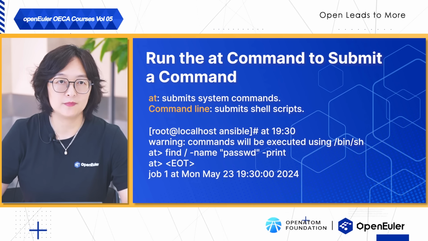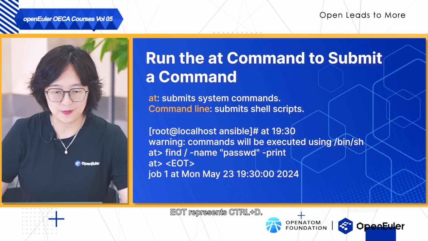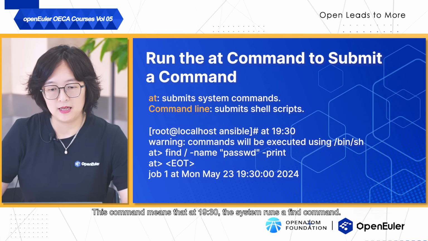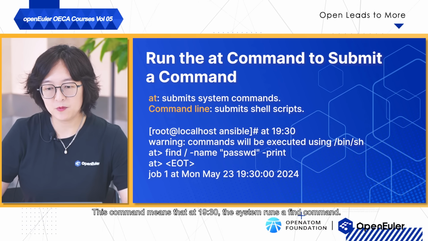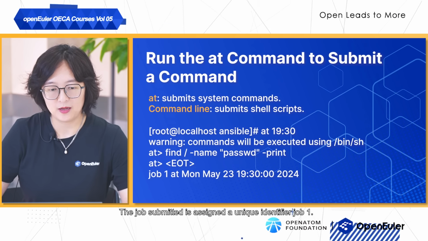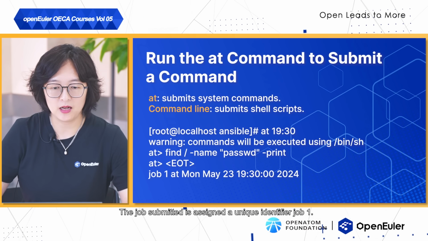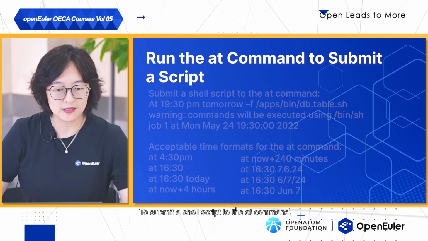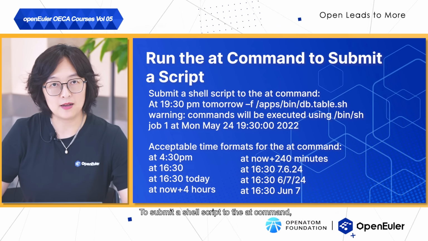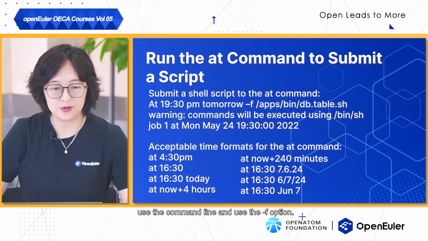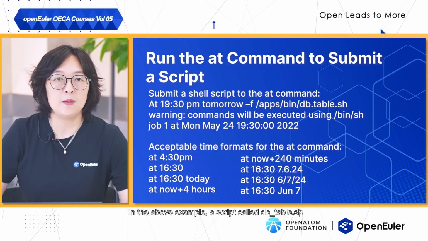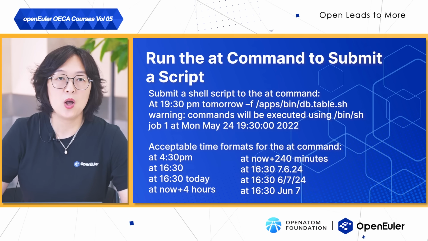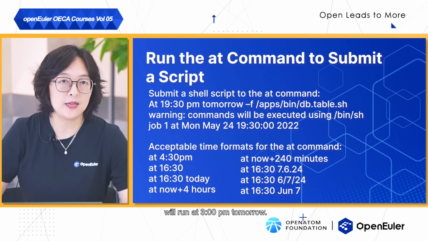Here's an example. EOT represents Ctrl D. This command means that at 1930, the system runs a find command. The job submitted is assigned a unique identifier, job1. To submit a shell script to the at command, use the command line and use the -f option. In the above example, a script called dbtable.sh will run at 3 p.m. tomorrow.